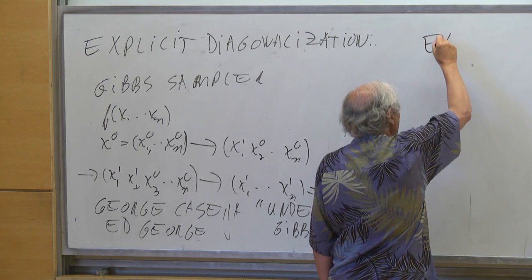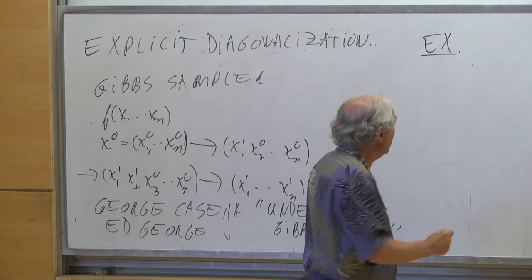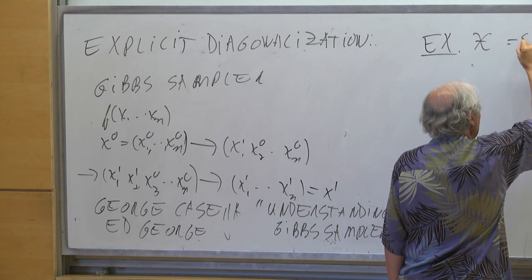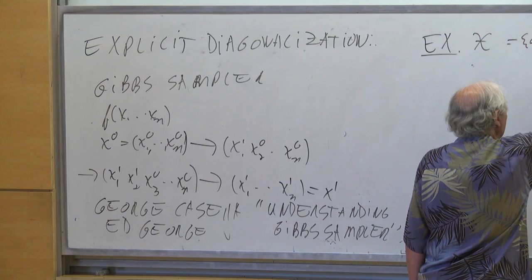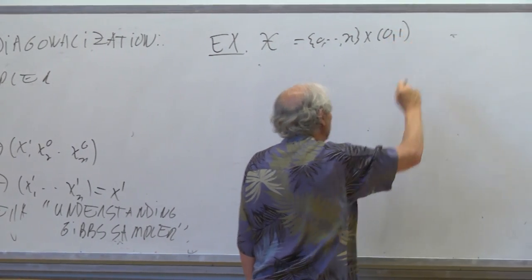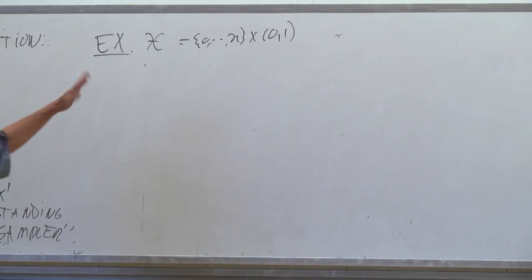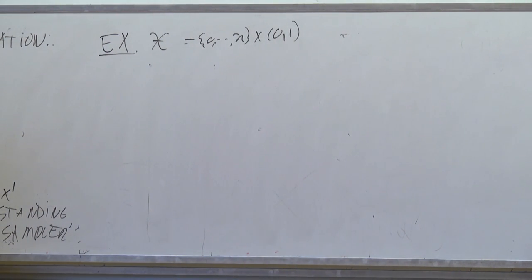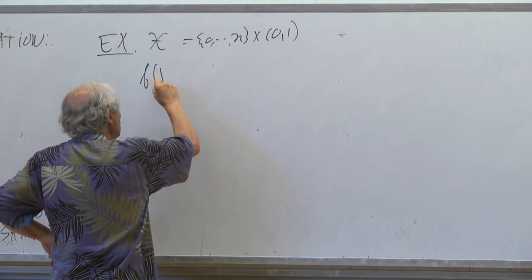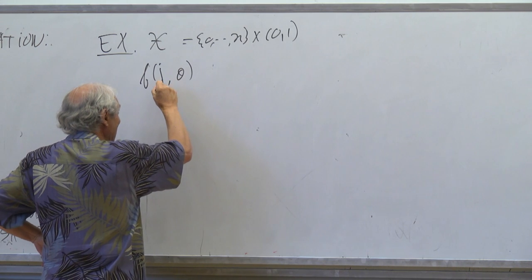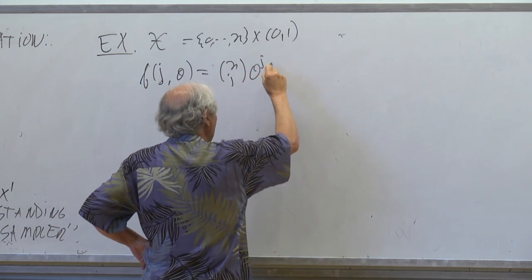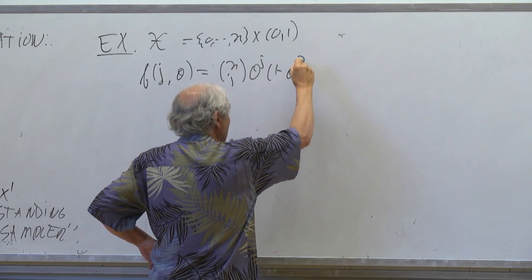Here is the example we'll be talking about. The state space X is 0 up to n, discrete, crossed with 0,1, the continuous space. So there are two components, not n, just n is 2 here. And the joint probability distribution f of j and theta is n choose j, theta to the j, 1 minus theta to the n minus j.